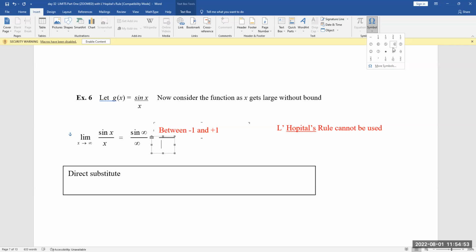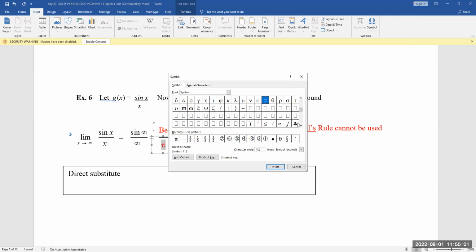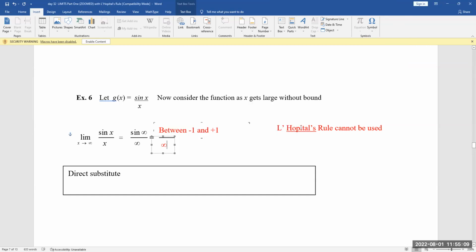I'll put pi temporarily, and I'll go replace pi with the symbol of infinity as soon as I find it. So while you might have infinity in the denominator, you do not have infinity in the numerator. So L'Hopital's rule cannot be applied in this particular case.